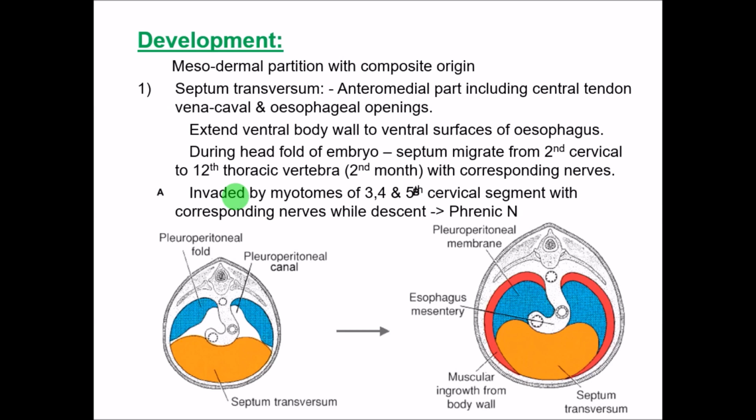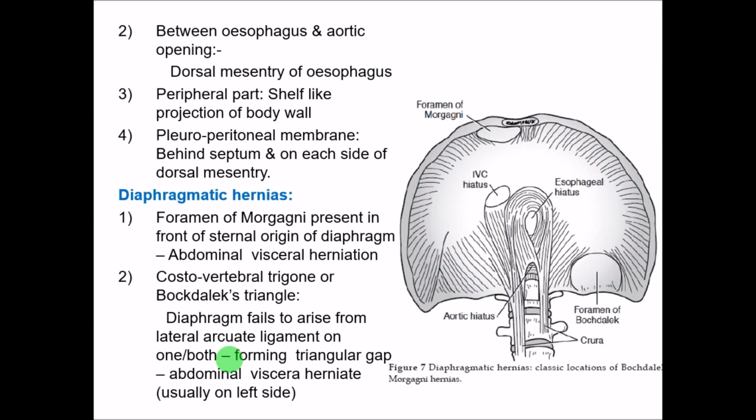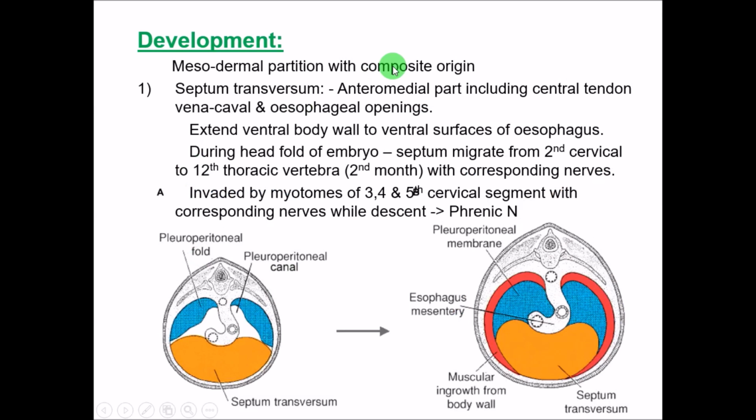Coming to the development of the diaphragm itself, it is a mesodermal partition with composite origin, mainly from the septum transversum. If you see in this picture, this is the septum transversum, which plays the major role in the formation of the diaphragm. The anterior-medial part including the central tendon, the vena cava, as well as the esophageal opening are all formed by the septum transversum itself. It extends from the ventral body wall to the ventral surface of the esophagus.